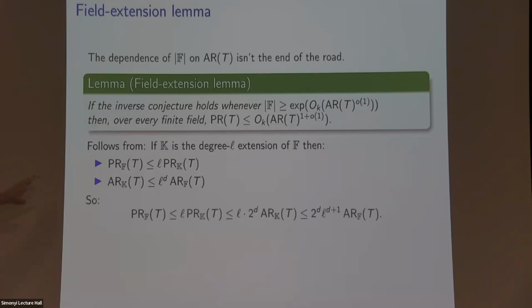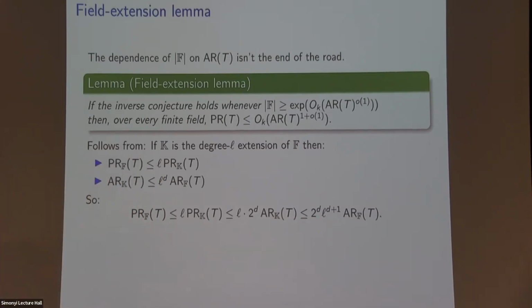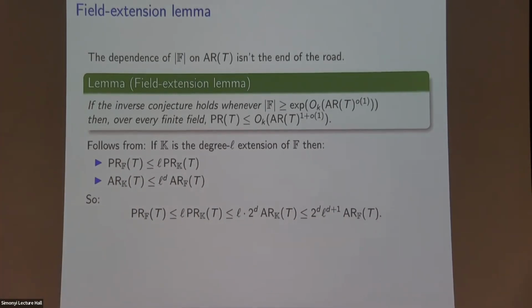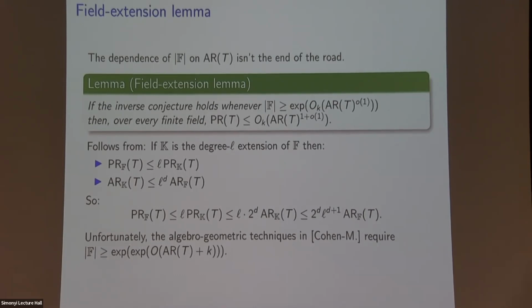And then if you just combine these relations, you start from partition rank over F, you lift to the extension, and then you relate it back down to the analytic rank over the ground field. And in this process, you can lose a factor that depends on the degree of extension. But if the degree of extension only depends sub-exponentially on the analytic rank, then this term is not negligible compared to the analytic rank. So that would be great.